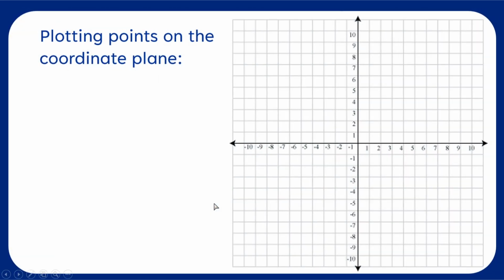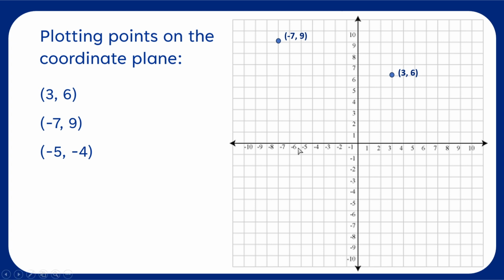Plotting points on the coordinate plane. Let's plot a few points. The first point, 3, 6. This point is located 3 units to the right of the origin and 6 units upwards in the first quadrant. The next point, negative 7, 9. It is 7 units to the left of the origin and 9 units upwards, and it is located in the second quadrant. The third point, negative 5, 4.